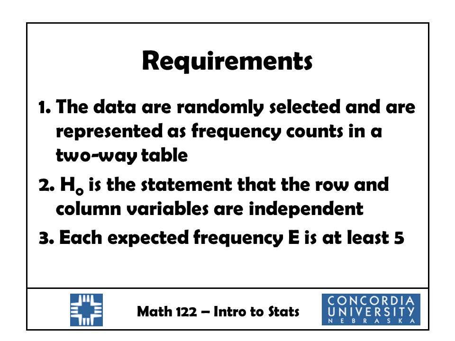Now, requirements for this test are very similar to the requirements from section 11.2. The data are randomly selected and are represented as frequency counts in a two-way table. Here our data has to be frequency counts, can't be measurements or anything like that. Number 2, the null hypothesis is the statement that the row and column variables are independent. That's always the form of the null hypothesis. And then third, each expected frequency is at least 5. Again, these are very similar to what we saw in section 11.2.